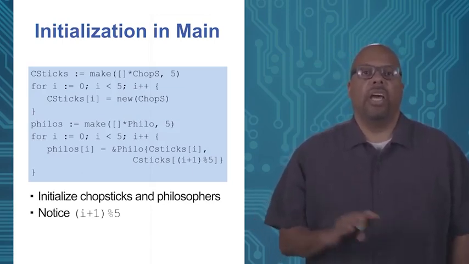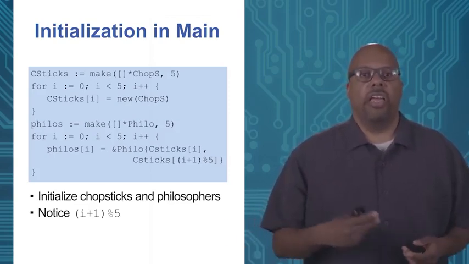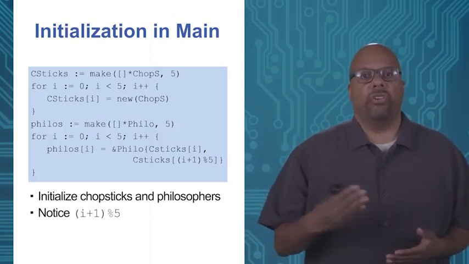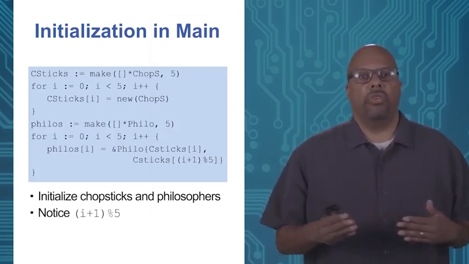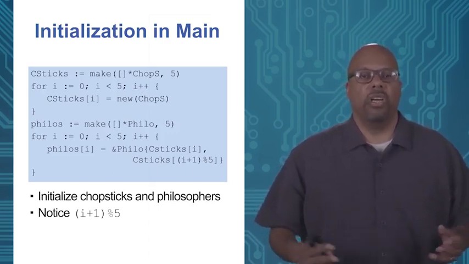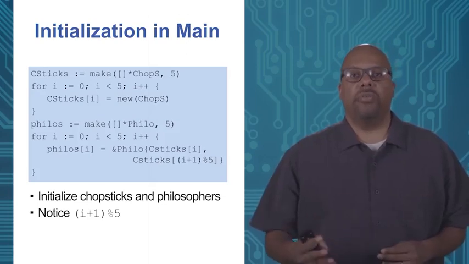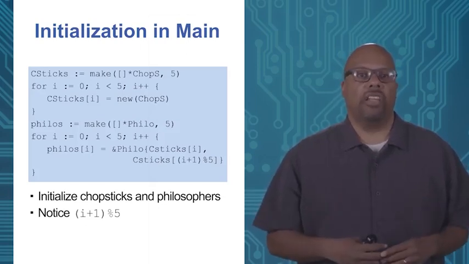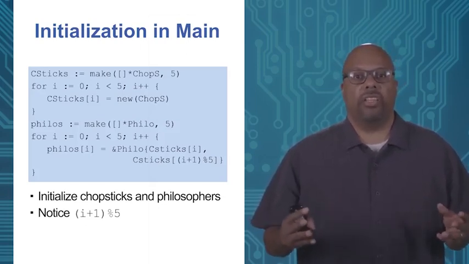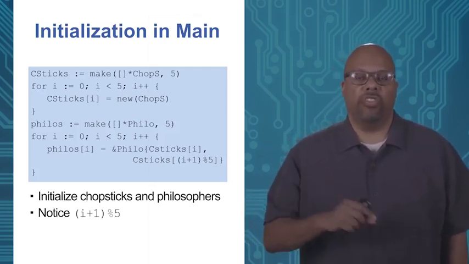If you look at the top, we make this slice for 5 chopstick pointers, and then in that loop from i equals 0 to less than 5, we create these chopsticks and fill in this array. So we create these new chopsticks, 5 of them, all numbered cSticks 0 through 4. Then we do the same thing with the philosophers. We make this philosopher slice right there, enough for 5. Then we have another for loop, and we create the philosophers and fill in the philosopher array.